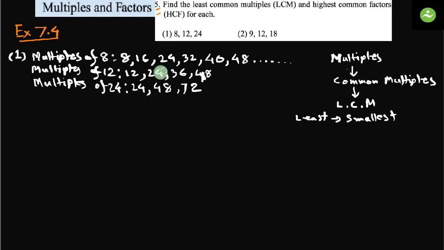24, 24 is here, 24 is on this line, and 24 is on this line as well. So this is a common multiple, 24. So let us mark 24 on each list. This is a common multiple. What is the next common multiple? 32? No, 32 not. 40? No. 48? Yes, 48.